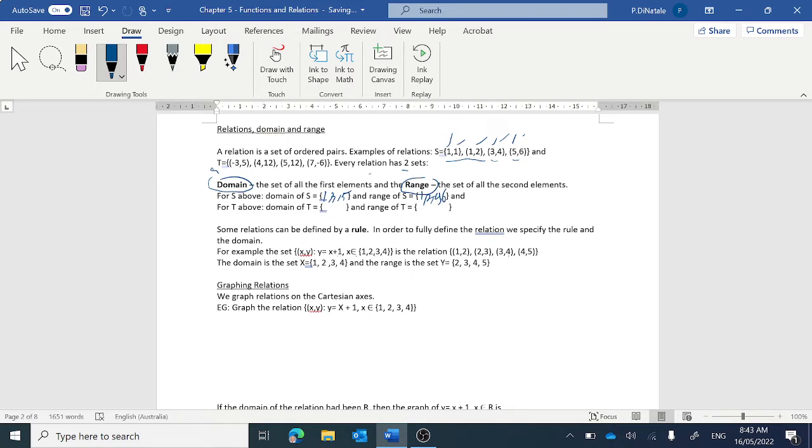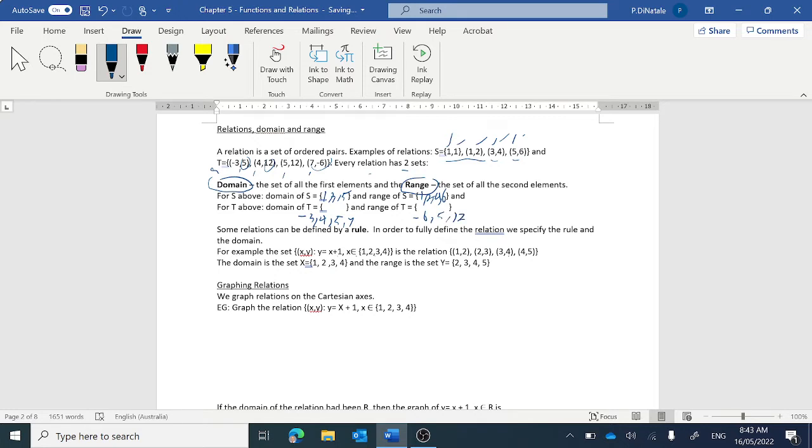While for T, the domain is -3, 4, 5, and 7. And the range for T is the 5, the 12, and the -6. So I'm going to put them in order: -6, 5, and 12.